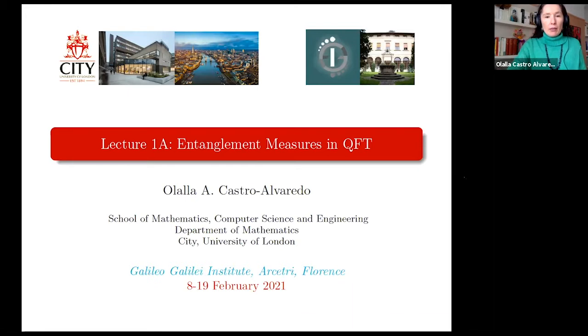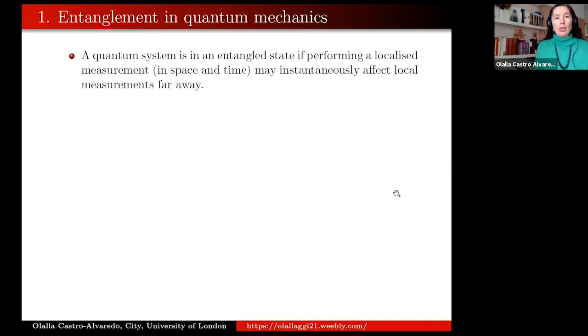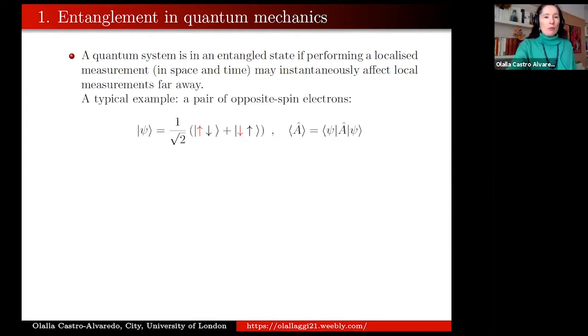Let me start from the beginning somehow. Talking about entanglement, I think all of you know that one way to think about entanglement is that if you have a state of a quantum system that is entangled, it means that performing a localized measurement in space and time may instantaneously affect local measurements far away. This is the famous spooky action at a distance of Einstein. I think you will also be familiar with this kind of example. This is one of the Bell states.